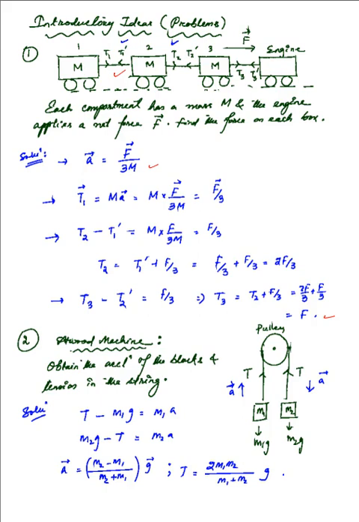Now the same goes for the popular Atwood machine, where the inextensible string goes over a fixed pulley and connects two masses. We need to obtain the acceleration as well as the tension along the string.